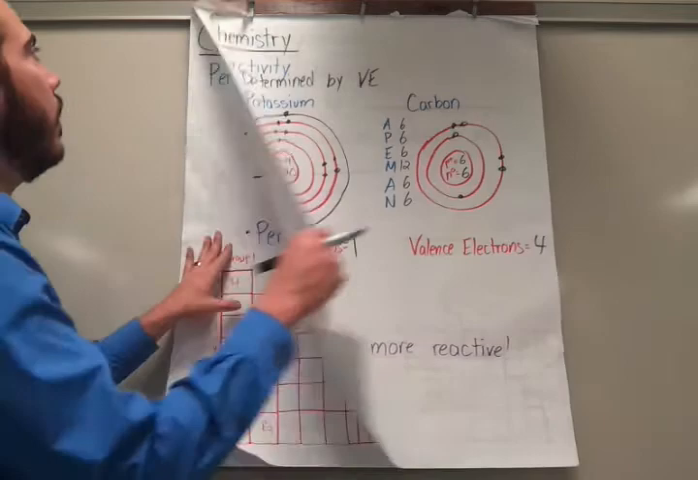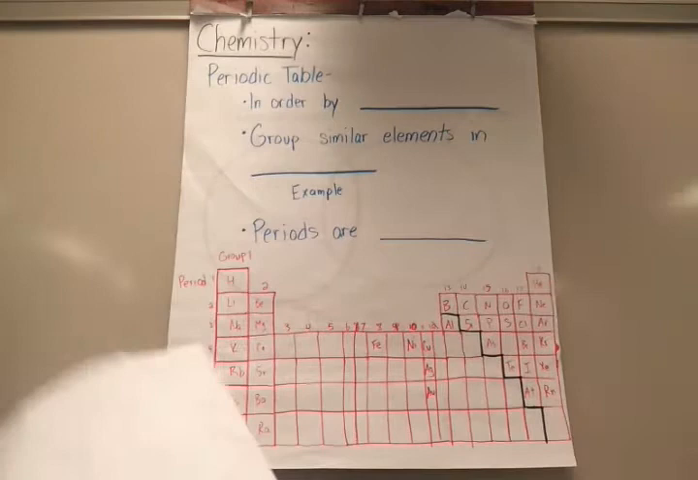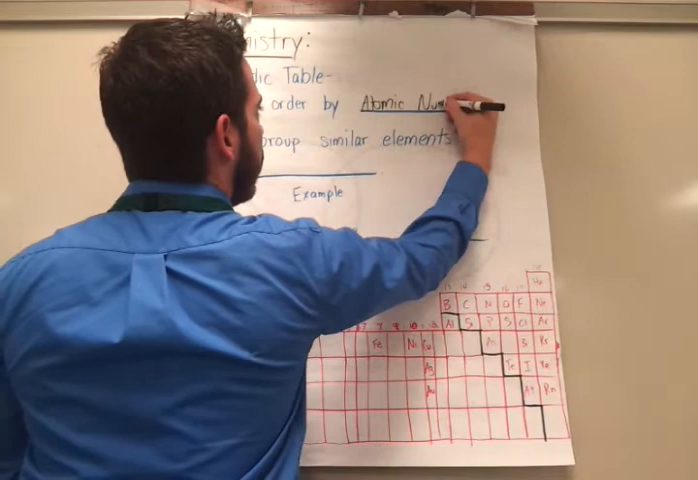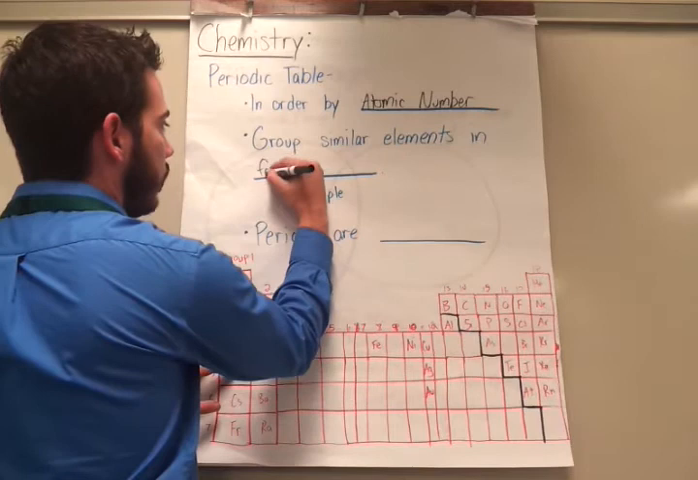Now, continuing on, we have a section of the unit that we talked about with periodic table. The periodic table is ordered by atomic number. And it groups similar elements in families or groups.